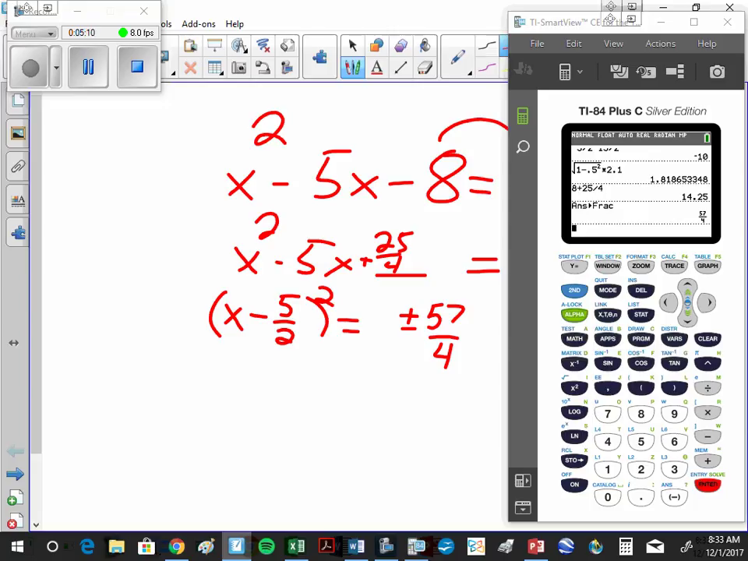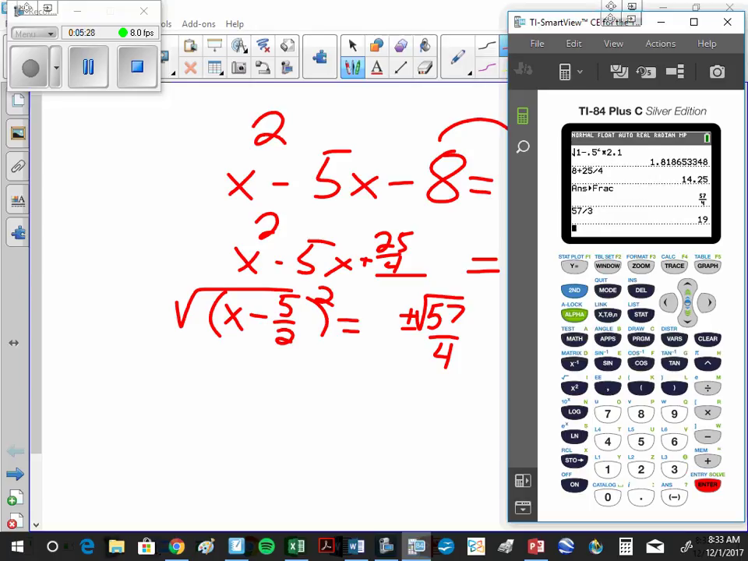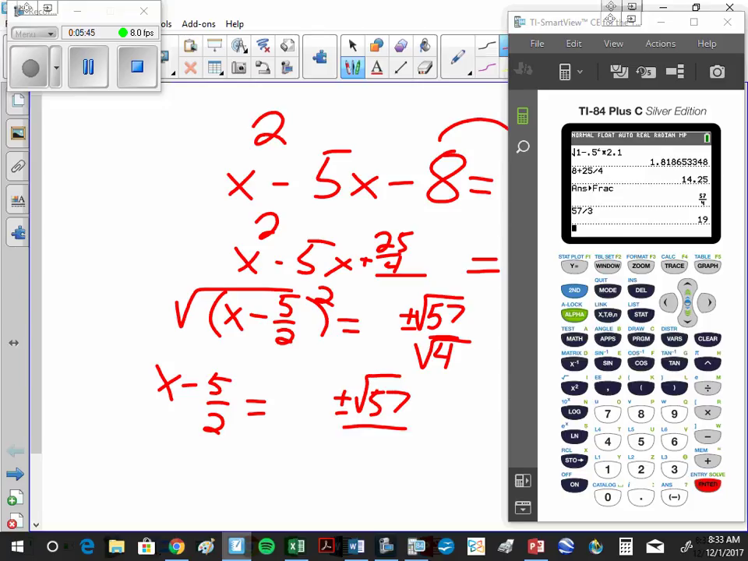All right. Now I take the square root. Does 57 square root? No, but 3 goes into it. 57 divided by 3 is 19. Can I take anything out? Nope. But I also have to square root the 4. So I end up with x minus 5 over 2 is equal to plus or minus the square root of 57 over 2.